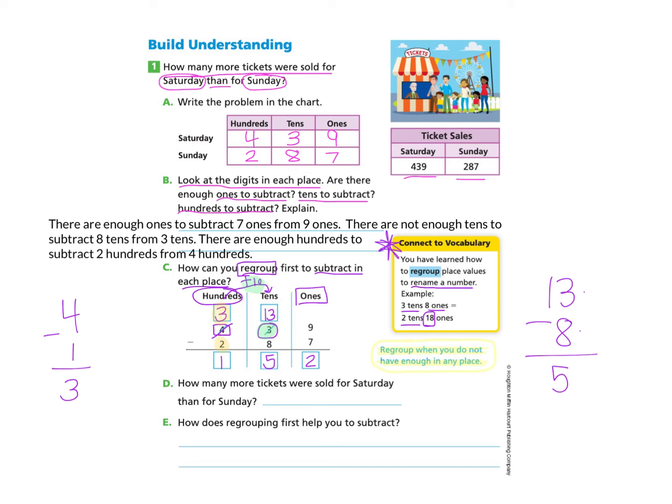So we can answer part D. How many more tickets were sold for Saturday than for Sunday? We can answer 152 more tickets. Let's look at part E.